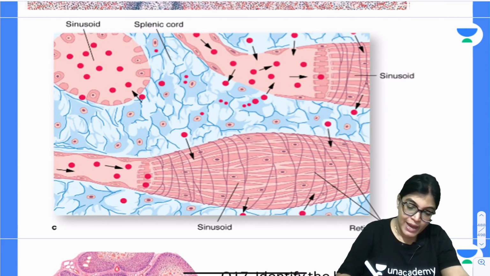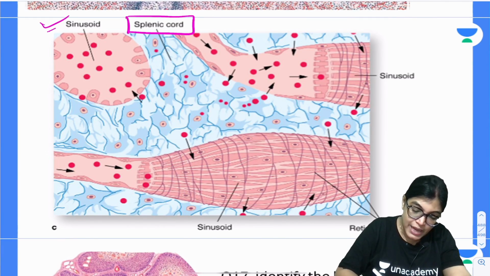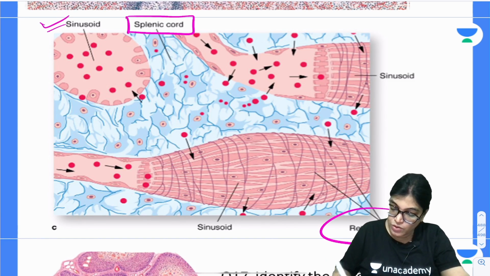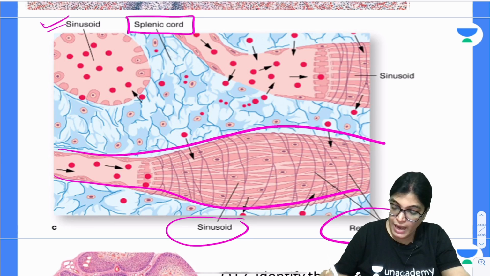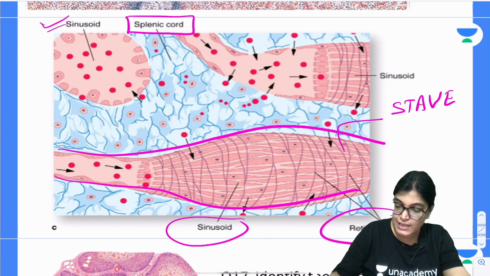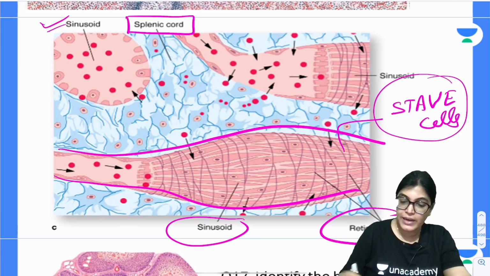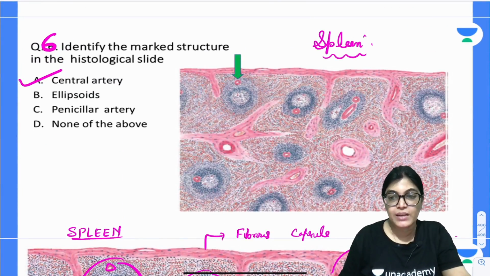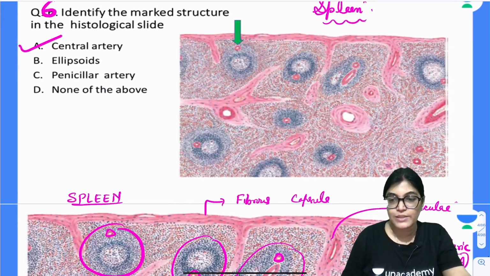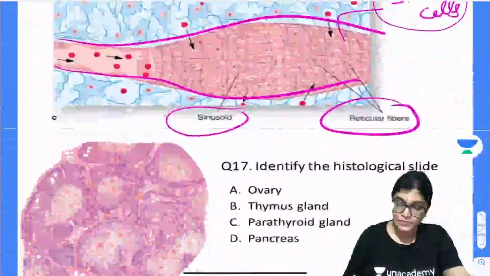Billroth, where we have splenic cord of Billroth and sinusoids, covered by reticular fibers. This whole appearance of the splenic cord and the reticular fibers is called stave cells, and stave cells are seen in the slide of spleen in the red pulp. So got it? We have the correct answer for question number 6A. Let's proceed to the next one, question number 7.